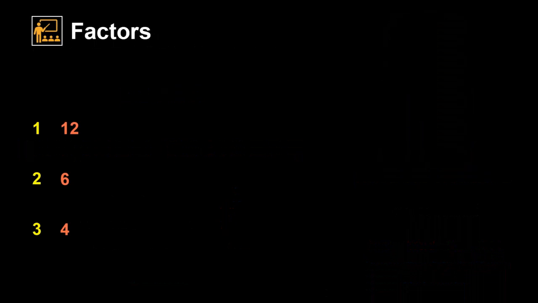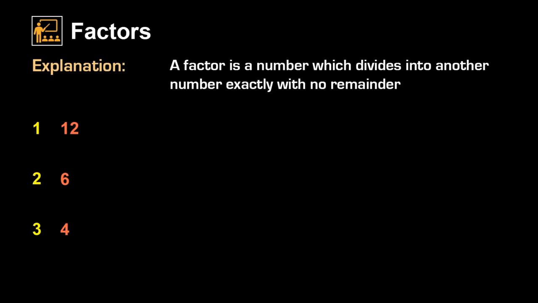The first part that I'm going to look at is factors. When we talk about factors, a factor is a number which divides into another number exactly with no remainder. Or we can also explain it by saying that when two or more numbers are multiplied, each number is a factor of the product, or the answer.